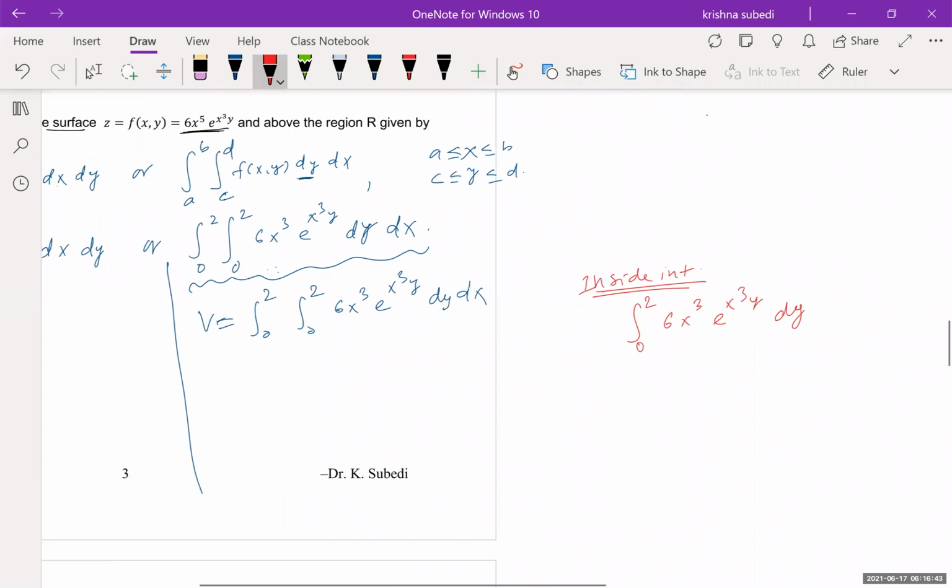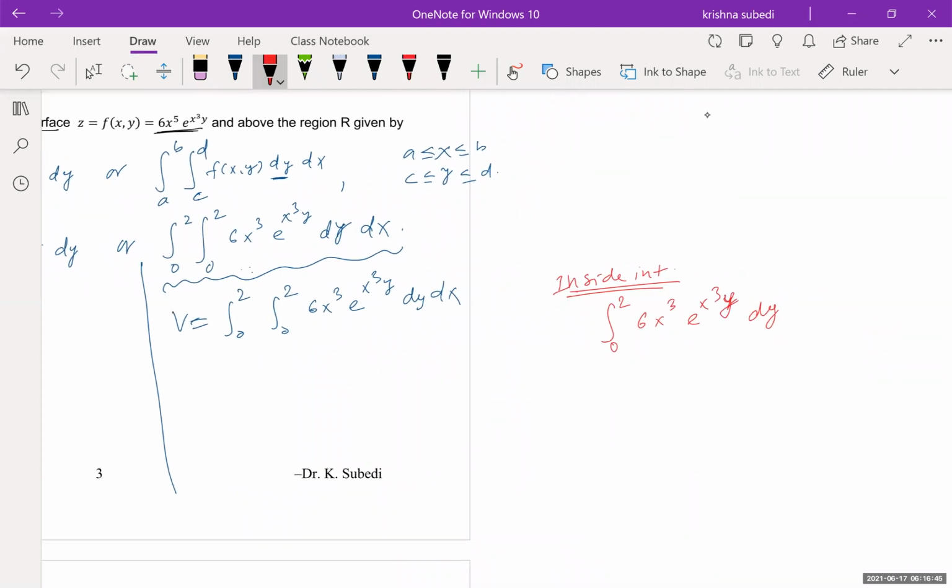So in this case, notice that we treat y as a variable and x as a constant. So I'll write this: 6x cubed is constant, I'll just copy this outside, and 0 to 2 e to the x cubed y dy. So 6x cubed, and e raised to the power x cubed is constant.